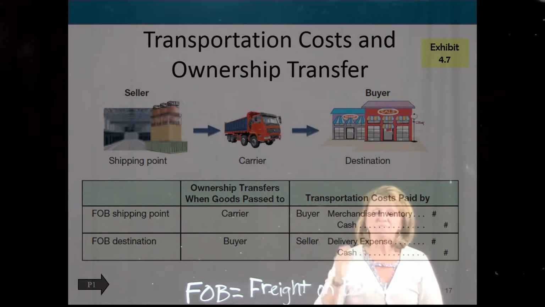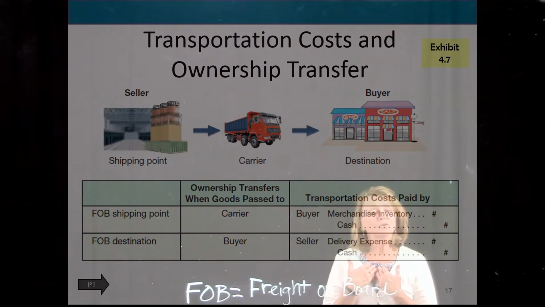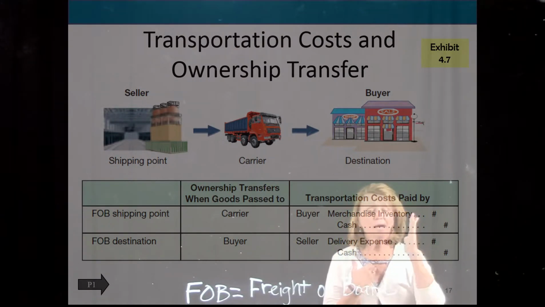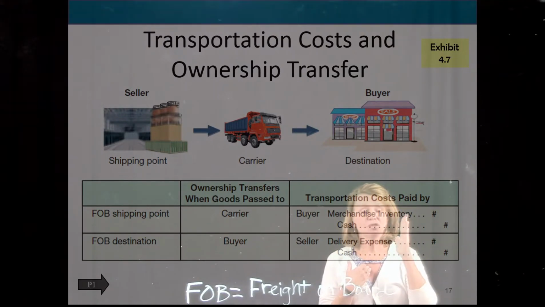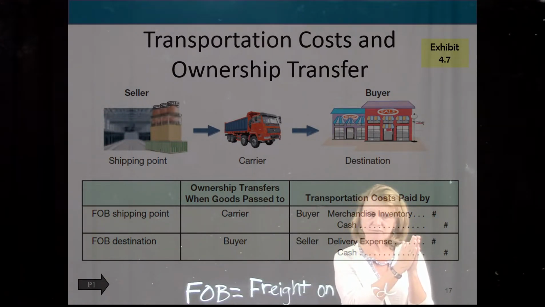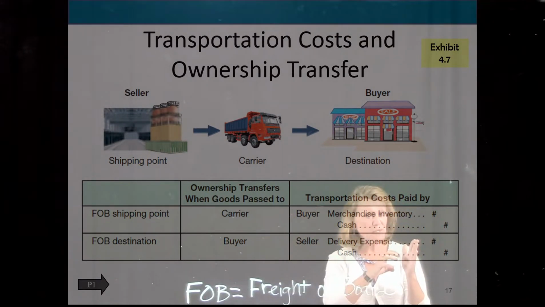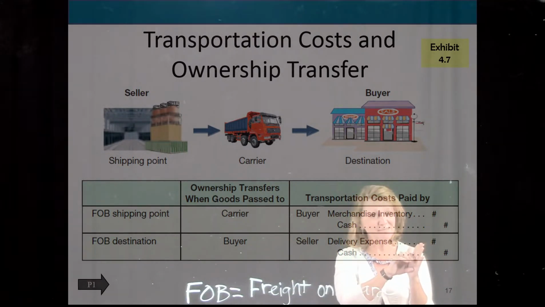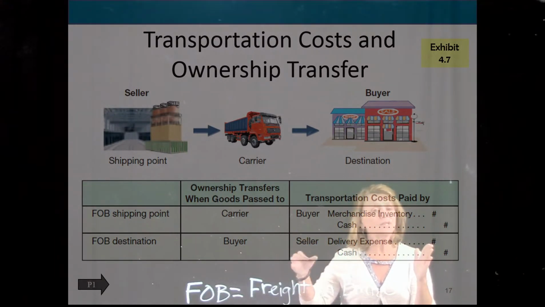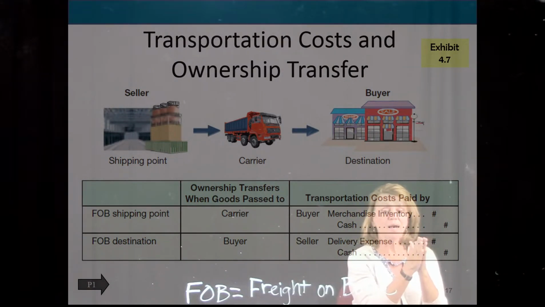If it's freight on board destination, that means that it does not belong to my bike store until it reaches me. So ownership transfers when the goods are delivered to me. And on FOB destination, the shipper, the company that it's coming from, both pays the shipping cost and owns it until it gets to me. So they also have to make sure it's insured until it gets to the buyer, the destination, my bike shop.